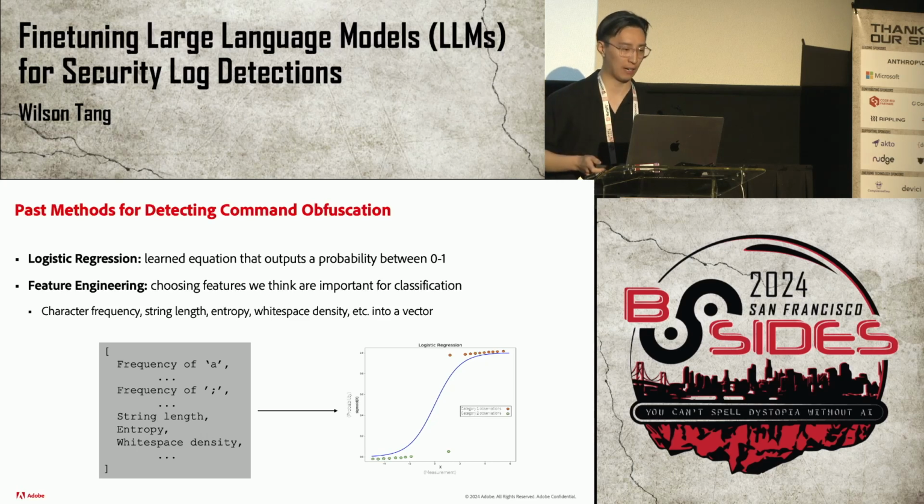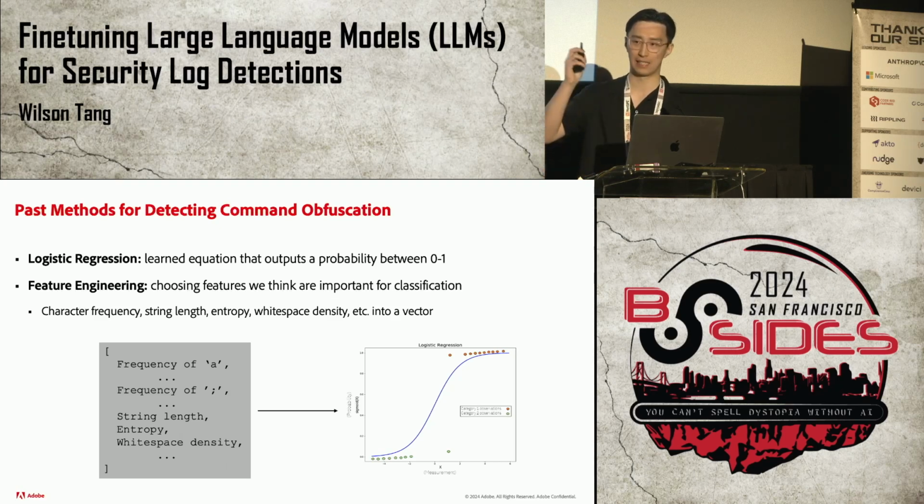And how we're going to get there is that we're going to go through this process of feature engineering. What we're going to do is choose certain features in the data that we think are important for classification. So for example, maybe character frequency matters, like the frequency of the letter A, B, C, all the way down to Z. Maybe we care about the frequency of special characters like semicolons, commas, periods. Maybe we care about the string length. Maybe we care about entropy, like the randomness of a string. Maybe we care about white space density. You can go on and make lists and experiment with all of these, and this is the process of feature engineering.